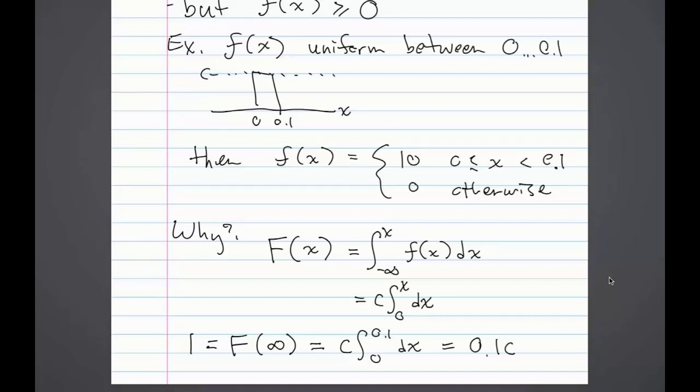Therefore, we've seen a scenario where little f of x can have a value greater than 1 because it's a probability density and not a probability value. Later on in this course, we'll look at more complex continuous distributions.